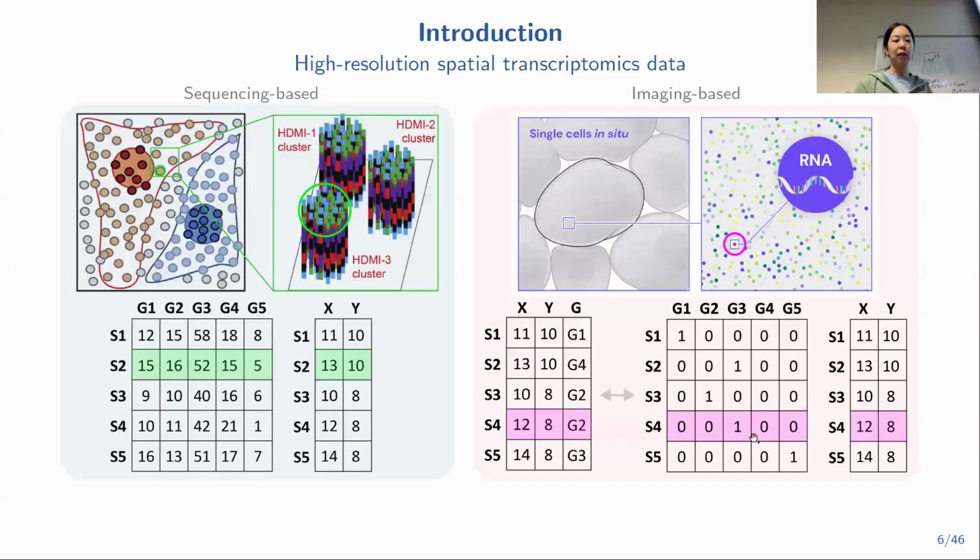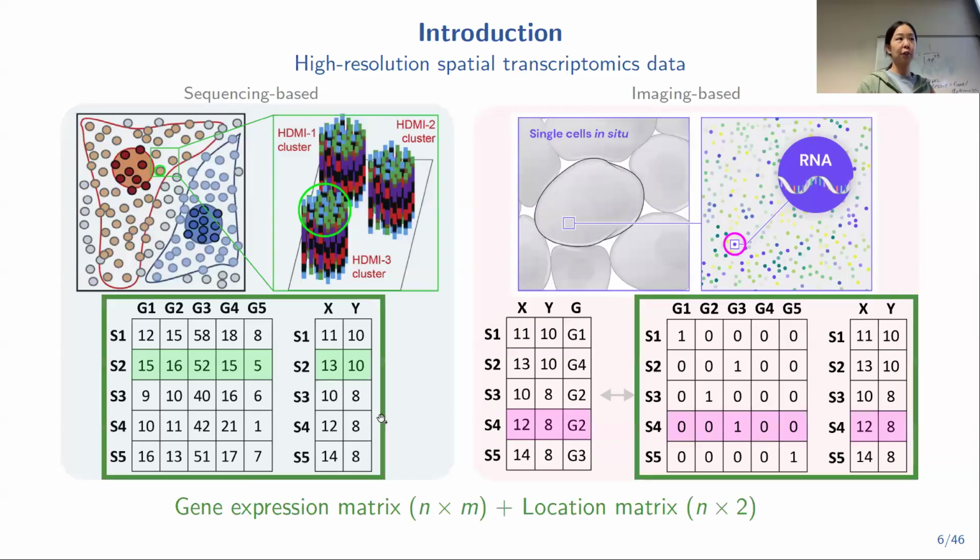But anyway, in both technologies, we will have the gene expression information and also the spatial information. Usually one is coded in a gene expression matrix and the other in a location matrix. So I hope the data structure is not very confusing.